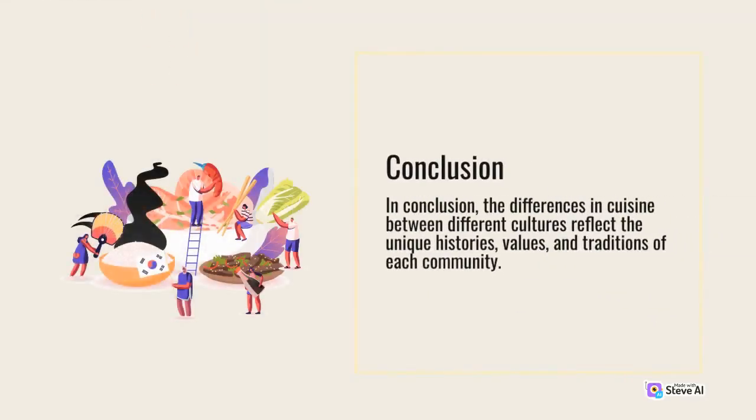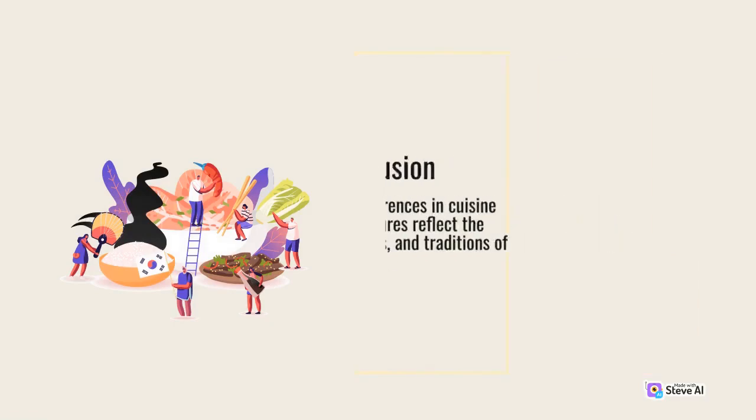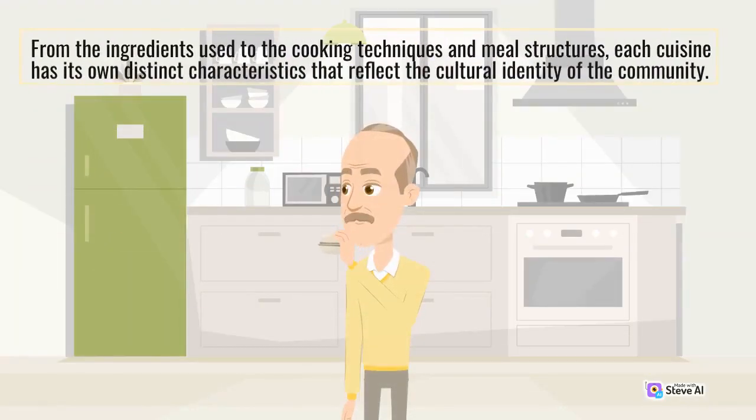Conclusion. In conclusion, the differences in cuisine between different cultures reflect the unique histories, values, and traditions of each community. From the ingredients used to the cooking techniques and meal structures, each cuisine has its own distinct characteristics that reflect the cultural identity of the community.